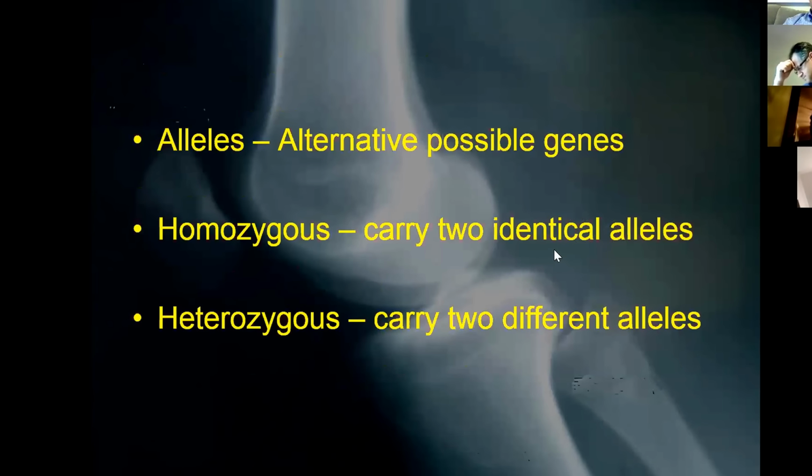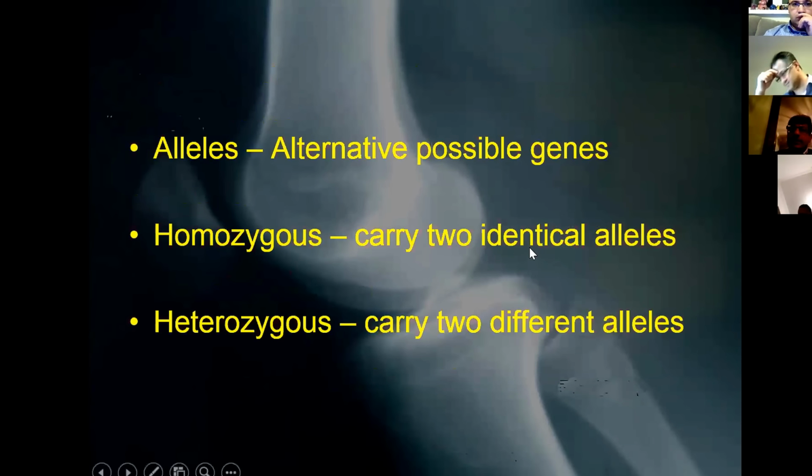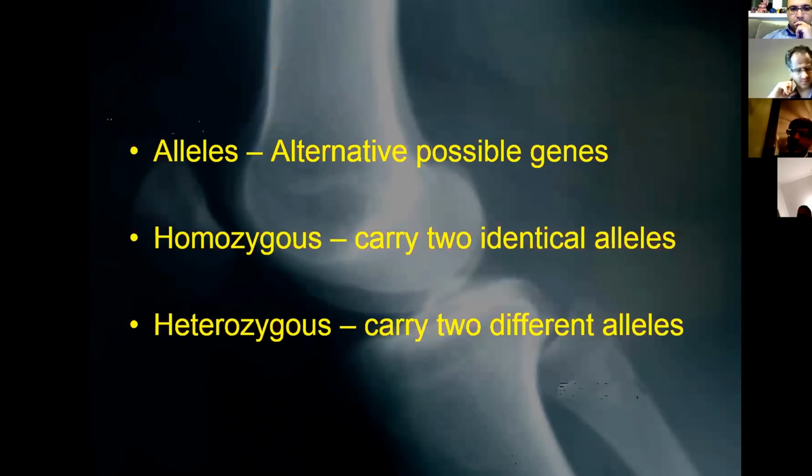Just remember, there's something called homozygous, there's something called heterozygous. Homozygous is two identical alleles, and heterozygous is two different. So simple to remember, nothing more complicated than this.